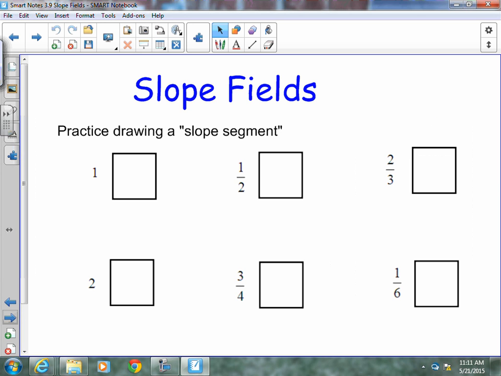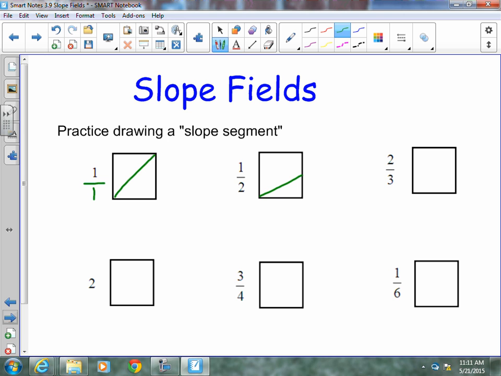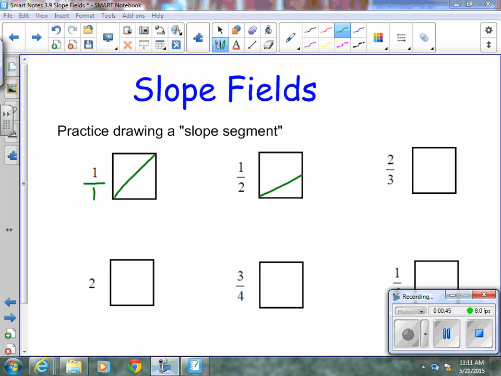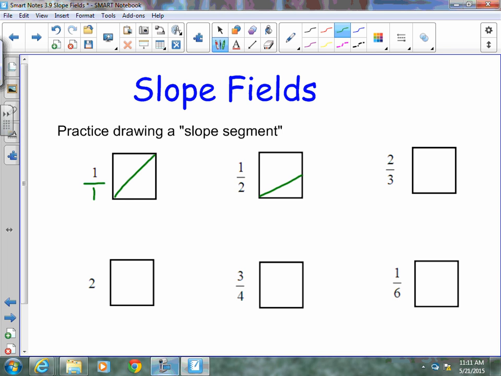Let's practice drawing a slope segment first. A slope of 1 is like 1 over 1, so a slope of 1 would look like that. A slope of 2 is 2 over 1, so it would be up 2 over 1, and it would end up looking something like that. Pause the video. Try a few more, the rest of these, on your own. We'll check them in a second.